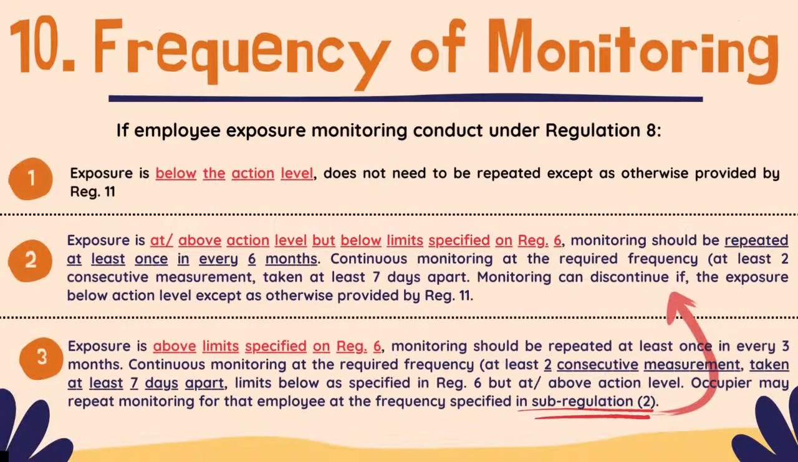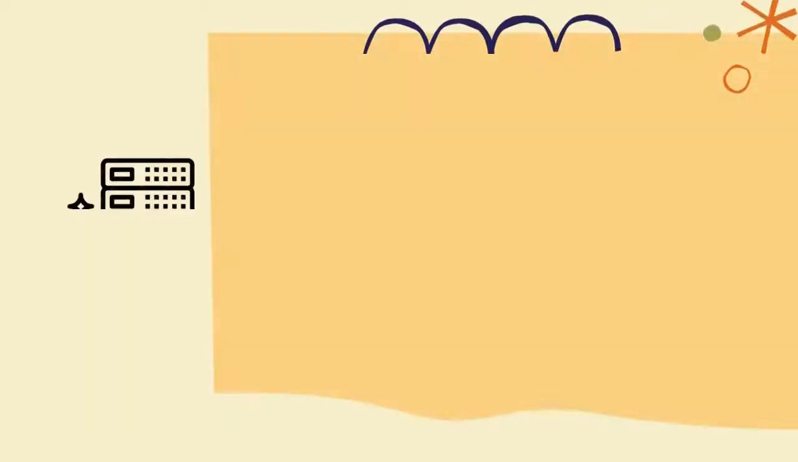Regulation 10. Frequency of employee monitoring conducted under Regulation 8. Number 1. If the exposure is below the action level, monitoring does not need to be repeated except where there is a new or additional exposure according to Regulation 11. Number 2. If exposure is at or above the action level but below the limit as specified in Regulation 6, it should be repeated at least once every 6 months. For number 3, if exposure is above the limit specified in Regulation 6, monitoring should be repeated at least once every 3 months.